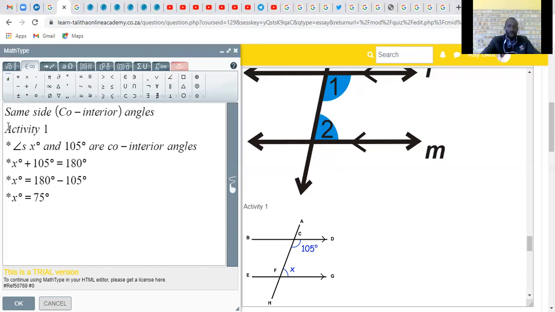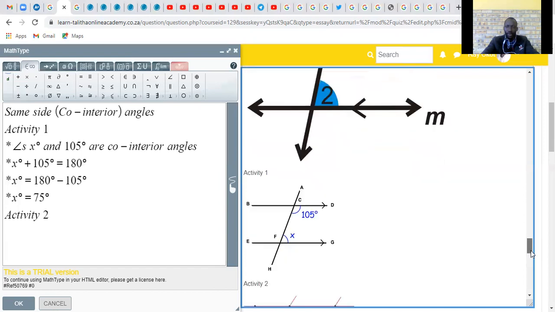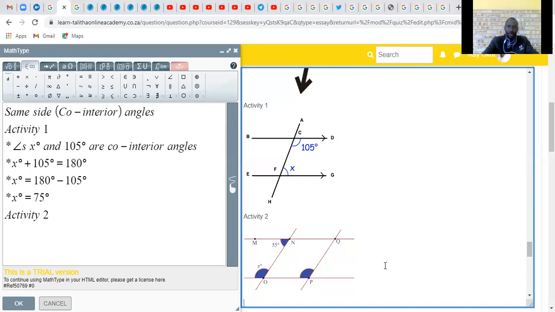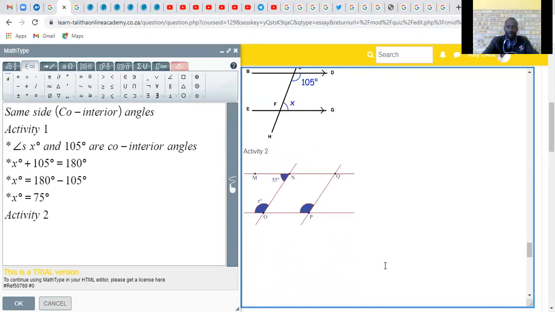Now, the next thing we want to look at is the second activity, which is activity 2. Activity 2 is right here. Now, this second activity that we are having here is having x and 50, which is what we should investigate.